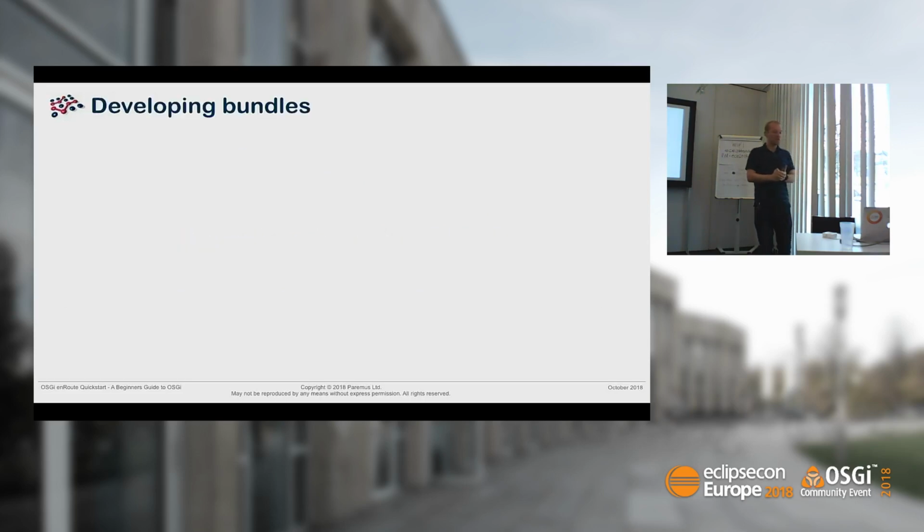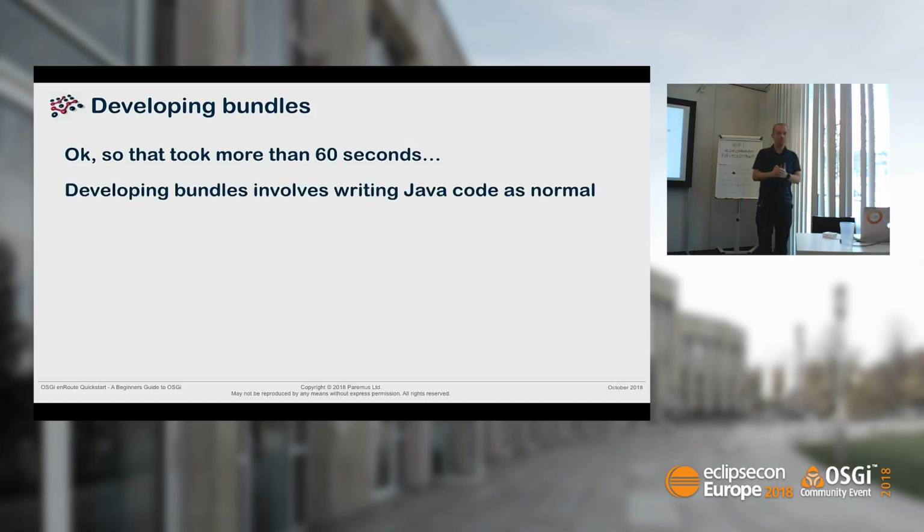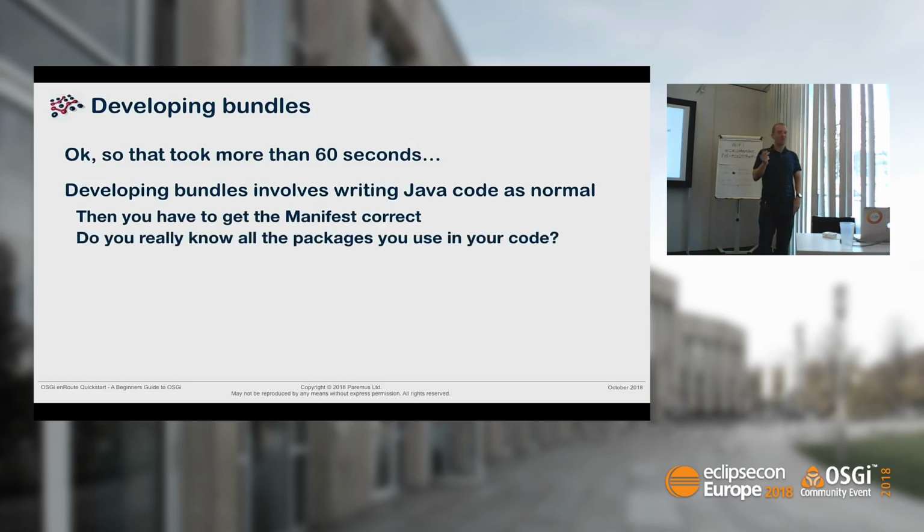So developing OSGi, well, I will accept that my existing thing already took more than 60 seconds, and now I'm going to talk to you about writing stuff. So, let's keep going. You can write your Java code as normal, which is a relief, right? But you do have this manifest that we need to get right. And just a quick show of hands, how many people can know by just looking at a few of their classes exactly what packages they use from the JRE and all the libraries that they use? Yeah, 0. That's about what I expected.